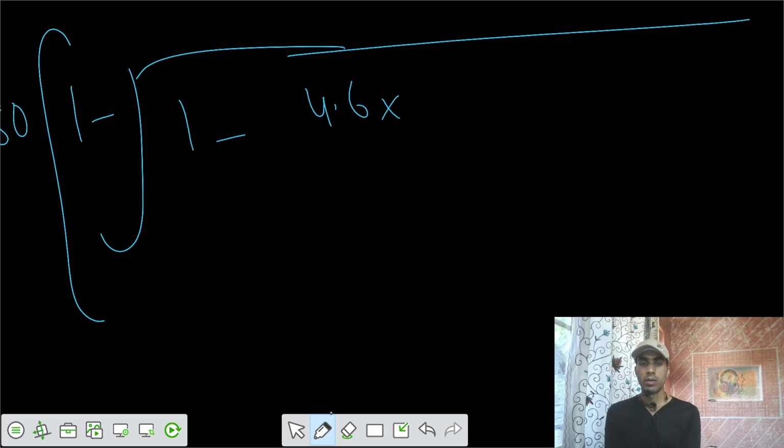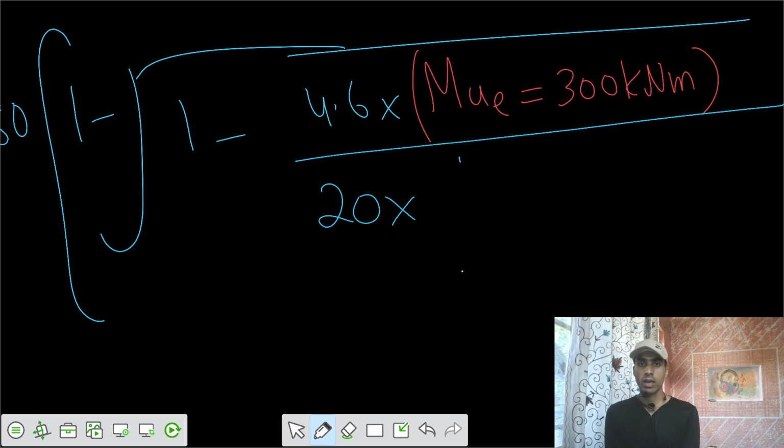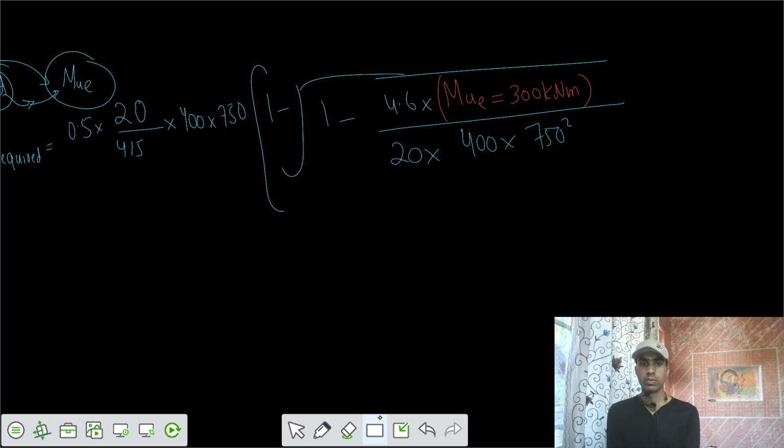4.6. The bending moment that is external, I would say here MU external, and that was 300 kilonewton meters. Was that 300 kilonewton meters? I think so. Divided by FCK BD square. So this is your area of the steel required, and we have to keep that this part.